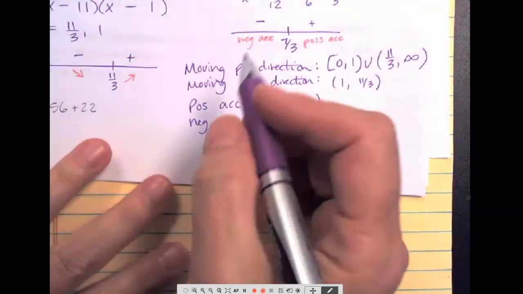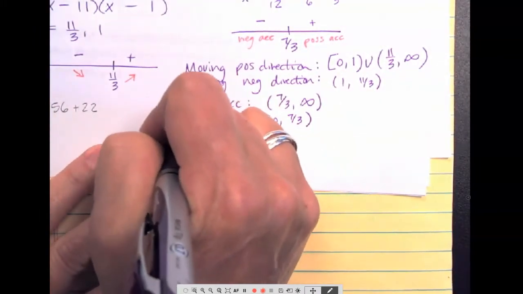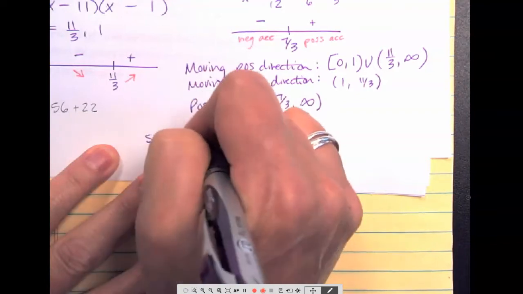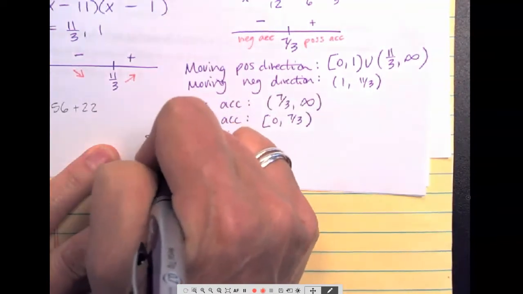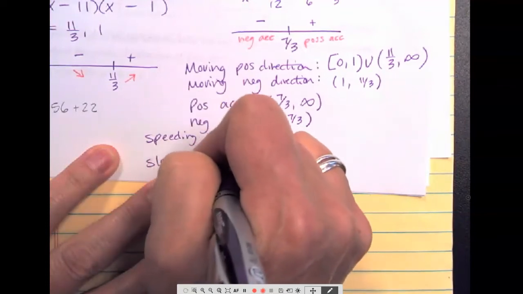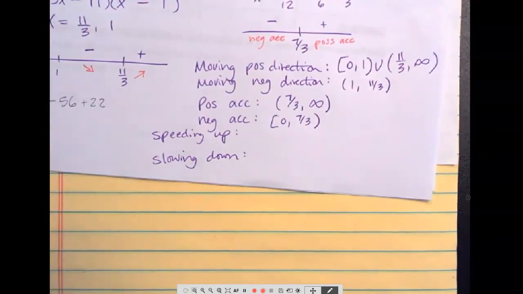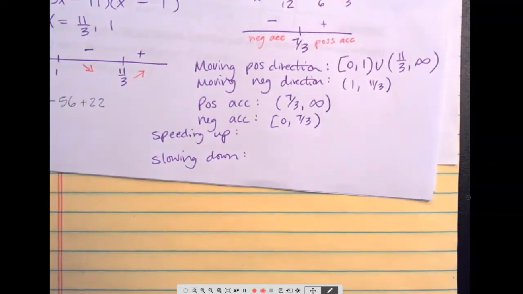Okay, now here's my question for you. When is this thing speeding up and slowing down? Do you remember how we determined that? It's been a little while. Okay, speed is the absolute value, but I'm not asking you to find the speed. Like, when is this object gaining speed and losing speed? Okay. Anything greater than 7/3, no.